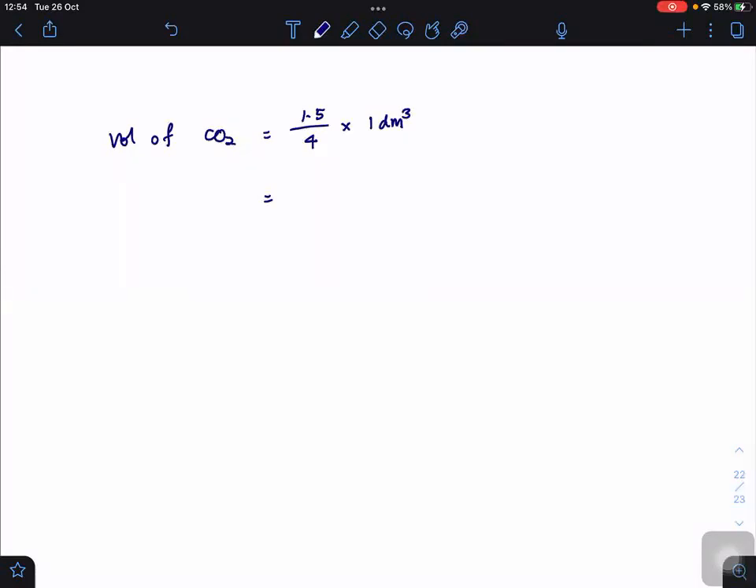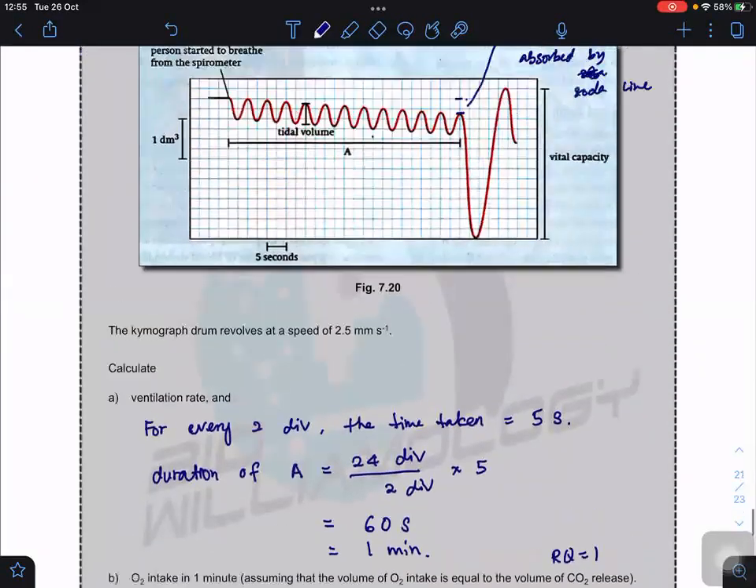In 1 minute, the volume of CO2 is 1.5 divided by 4, multiplied by 1. So the answer to 3 significant figures is 0.375 dm cube. So this is the volume of CO2 released in 1 minute, equal to 0.375 dm cube. Can you see that?